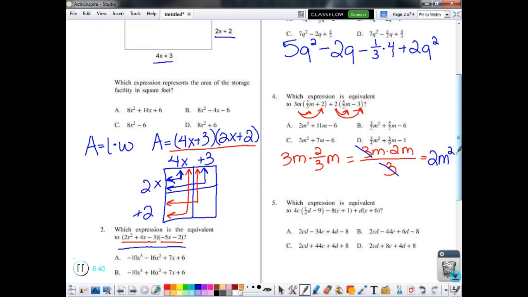Or if you're doing this on Desmos, you would put this in box 1, replacing what? Replacing m with x, right? And then check your answers one at a time to see which one matches. So go ahead and work on that real quick.